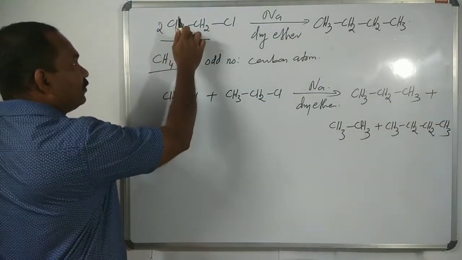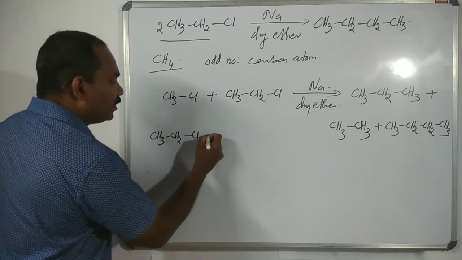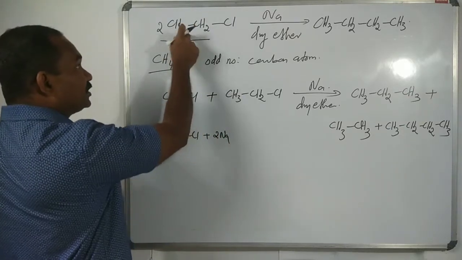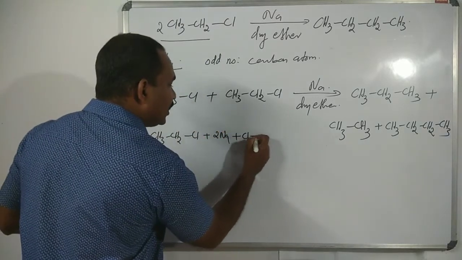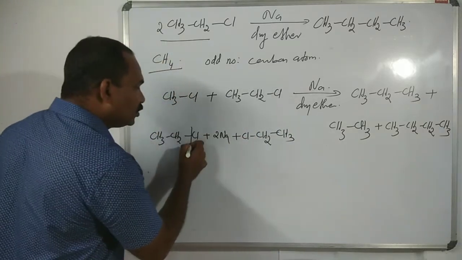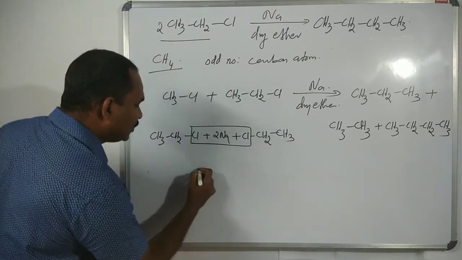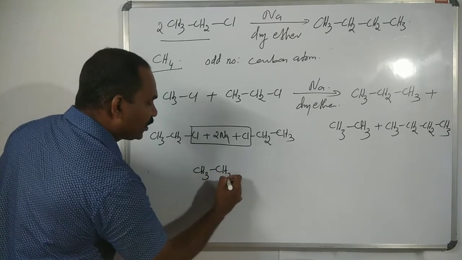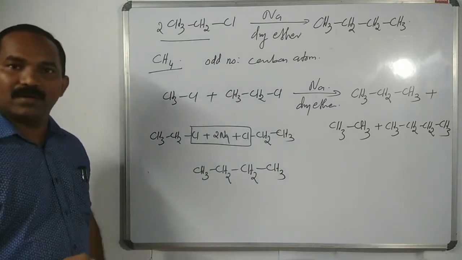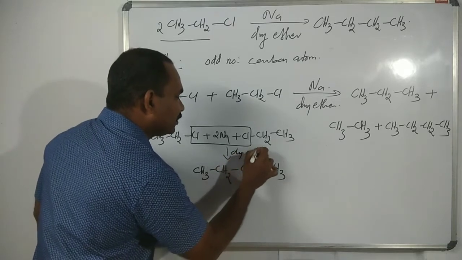First of all, take CH3CH2Cl plus 2Na. You write 2Na, and the molecule is repeated, 2 moles, so you write Cl, CH2, CH3. The 2 chlorine atoms are taken by the 2 sodium atoms, and you can easily write the product. This is an easy way to write the product of the Wurtz reaction, in dry ether.